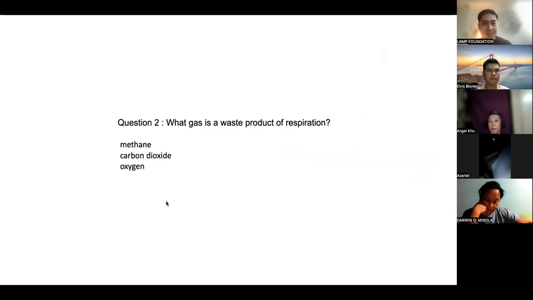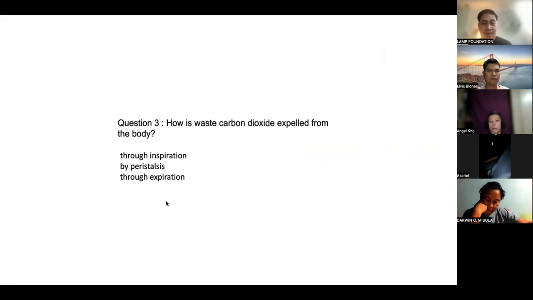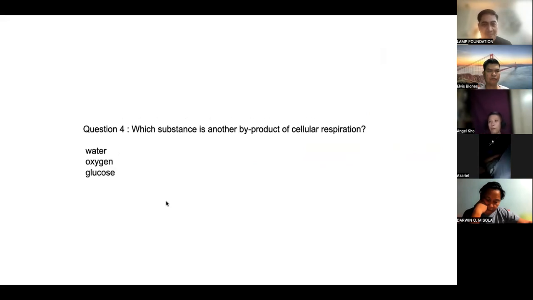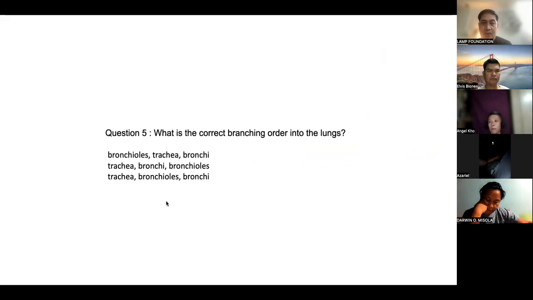One cell, Doc. What gas is a waste product of respiration? Carbon dioxide. How is waste carbon dioxide expelled from the body? Through expiration. Which substance is another byproduct of cellular respiration? Water. What is the correct branching order into the lungs? Trachea, bronchi, bronchioles.